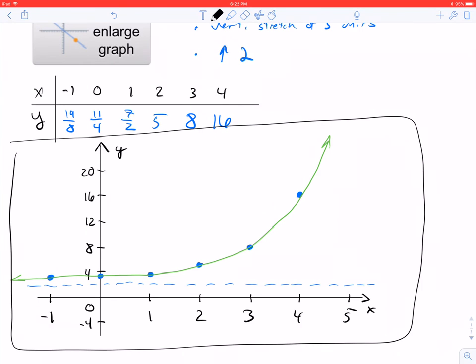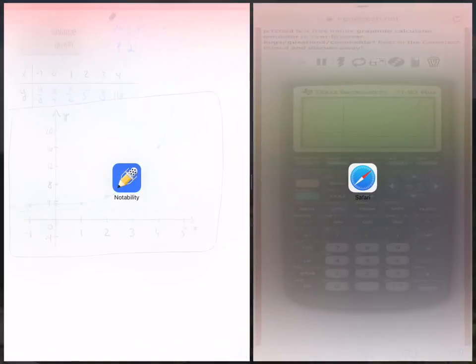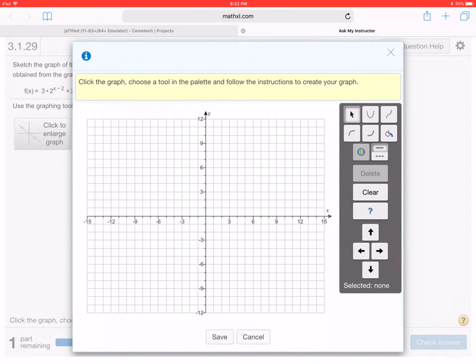Now, back on Safari, on Pearson, should I say. So we want to be here. So click to enlarge the graph. All right. So the exponential function is this one. Starts off flat and then takes off. I'm just going to click any random points.